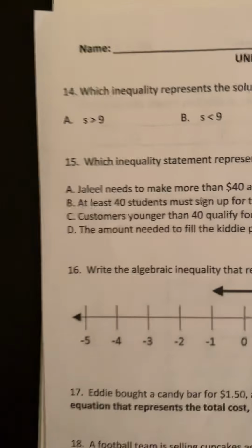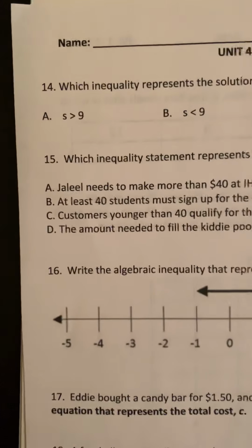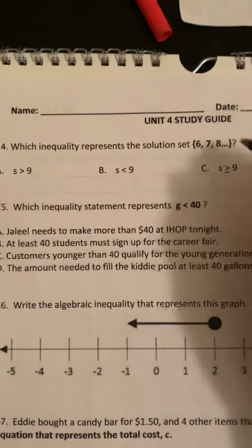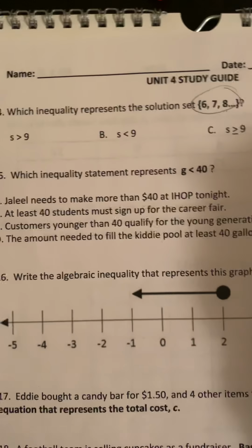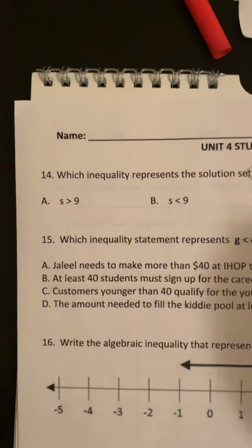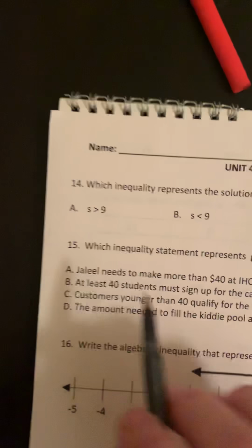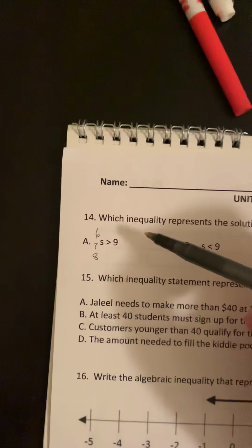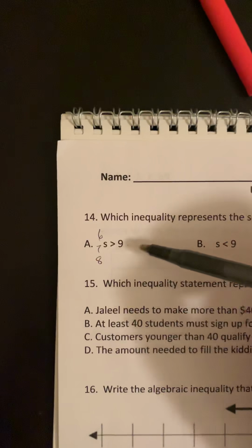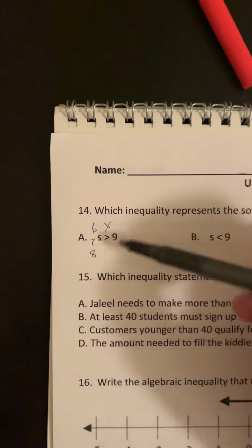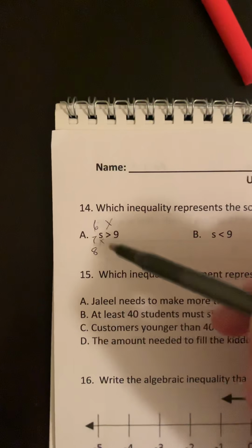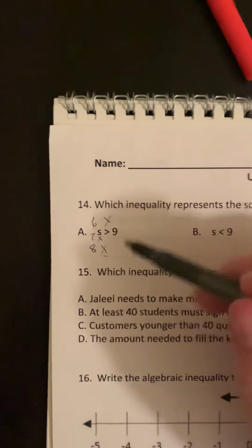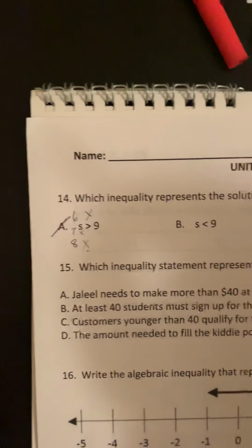And we have number 14. Number 14, which inequality represents the solution set for 6, 7, and 8? All three of those have to be a solution that works in the inequality. So for this one, I'm going to write 6, 7, and 8 right here. And I'm going to ask myself the question, is 6 greater than 9? No. Is 7 greater than 9? No. Is 8 greater than 9? No. None of these satisfy this inequality. So A cannot be my answer.